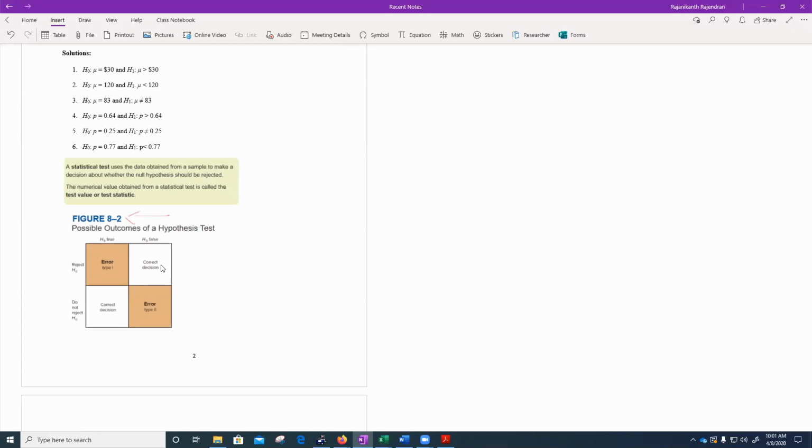So look at here. There are, of course, four cases here, right? Suppose you have two testing hypotheses, say H naught and H1. Say my H naught is mu equals some value, say 50. Say my alternate hypothesis is a two-tail test, say mu not equal to 50, right? So now what does this scenario mean?